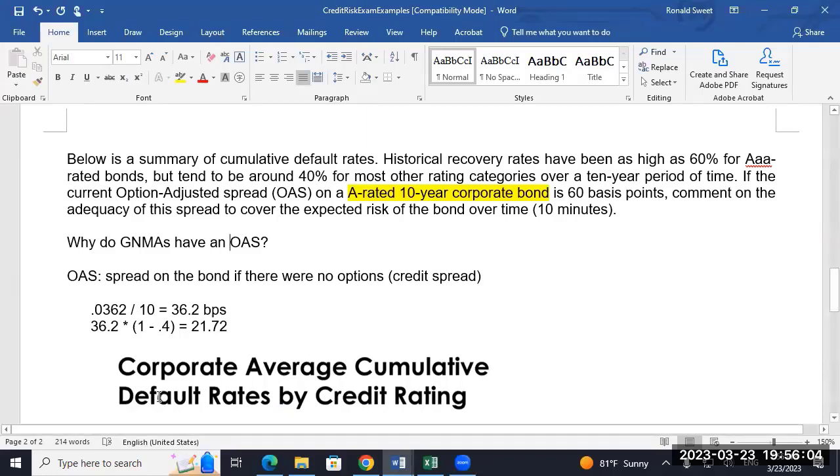OAS is a pretty important concept. Have y'all talked about OAS at all in your class yet? Have you done mortgage backs? And so yeah, it'd probably come up. So what textbook are you using? The Bosey or Tuckman or? Okay. All right, so I'll have to see his definition. Let me know.